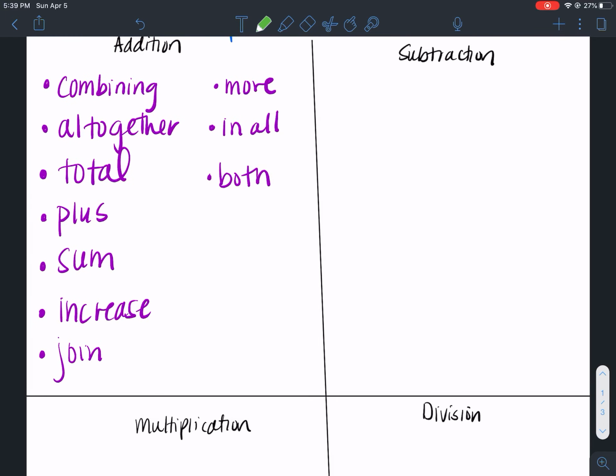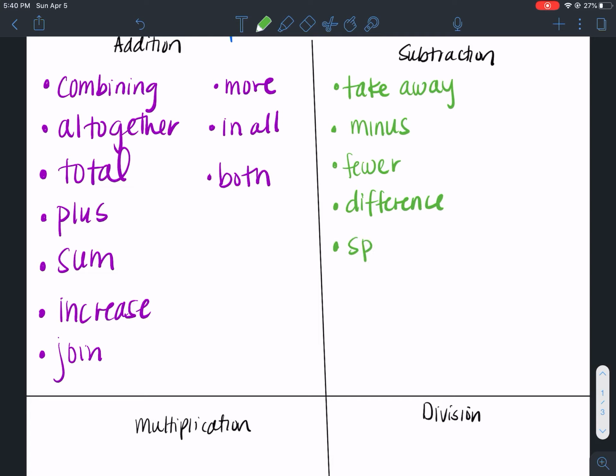Subtraction is when I'm taking something away. If I'm telling you, hey, I'm taking away this amount of money, I'm taking away this amount of points, well, I'm subtracting that. Minus, you see that one a lot. Fewer than. If I say she has this many fewer, I'm going to be subtracting. Difference. If I spend money, so spends, that would be another one. She spends so much money, so you subtract that amount.